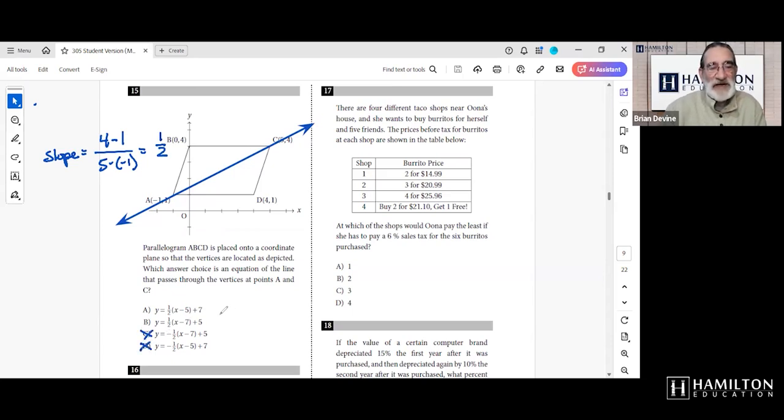We can take away C and D. And then I note that the other 2 equations in the answers don't seem to have any of these points on there. But I do note that if the slope is 1/2, if I go over 2 here, I'd go up 1 there. And that would put me on the point 7/5, which is represented in the equation here. In fact, I could see that y would be slope times x minus the x value of that point on the line, plus the y value of that point on the line. And B is the correct answer.